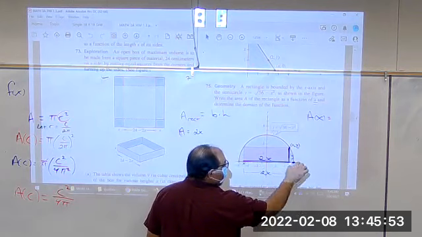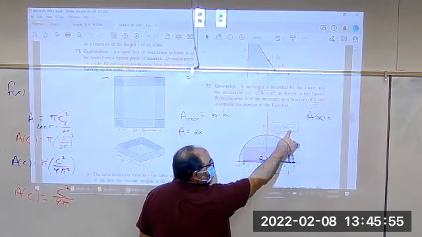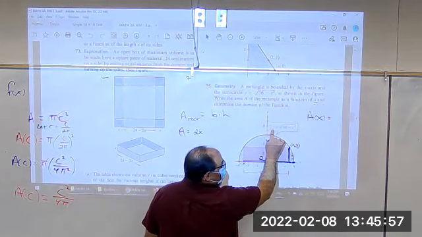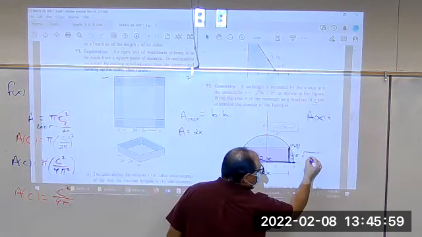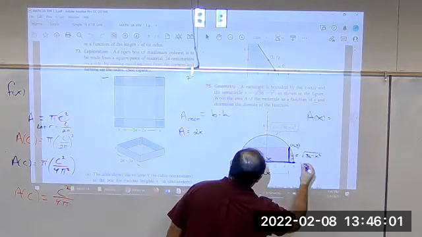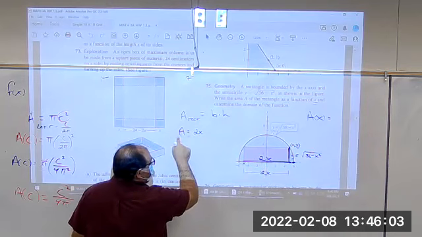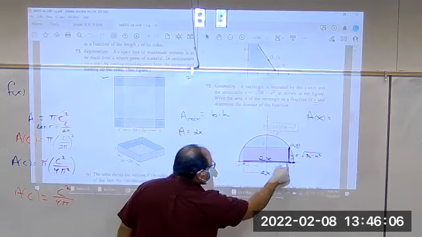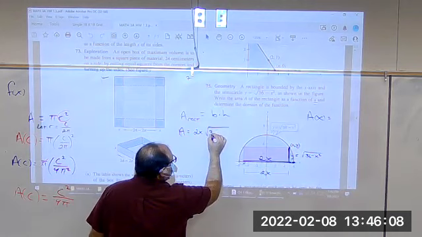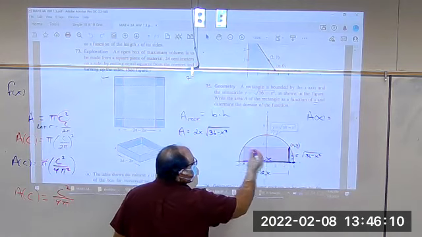So what's the height when you're plugging in x? It's given to you. Y, the height, is the square root of 36 minus x squared. So the area is 2x for the base times the square root of 36 minus x squared for the height. And that's it, you're done.